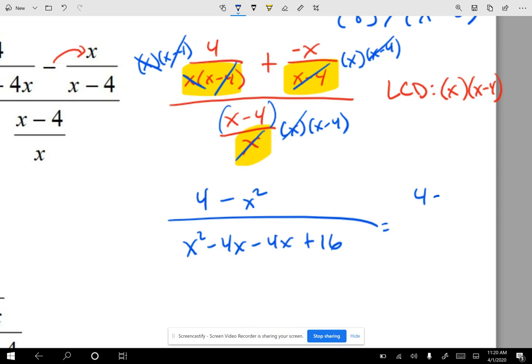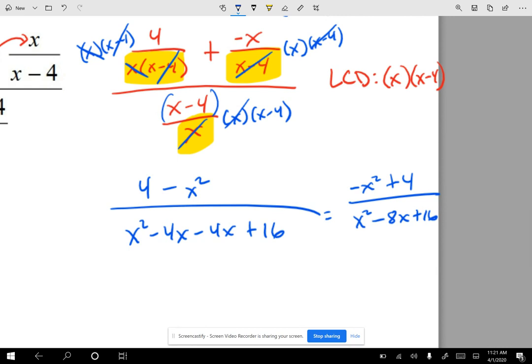So on the top, I have 4 minus x squared. At the bottom, I have x squared minus 8x plus 16. Actually, on the top, let me rewrite that as negative x squared plus 4. The reason why is the highest exponent comes first. So negative x squared plus 4. At the bottom, I have x squared minus 8x plus 16.